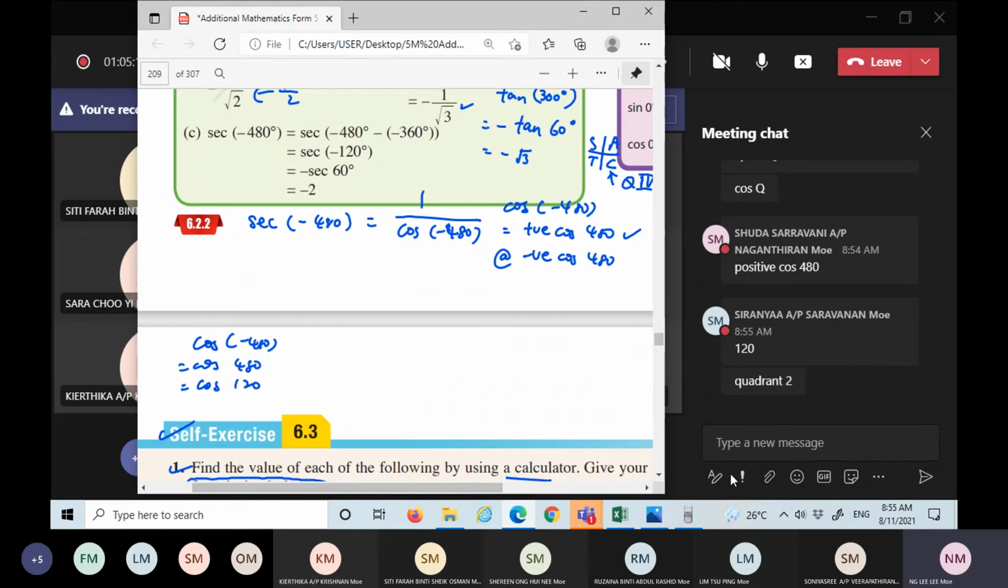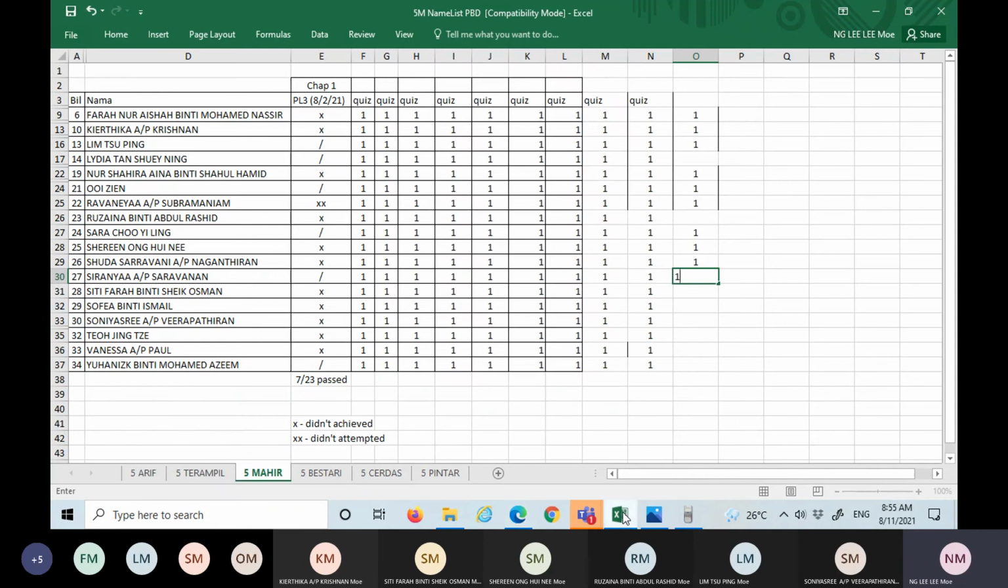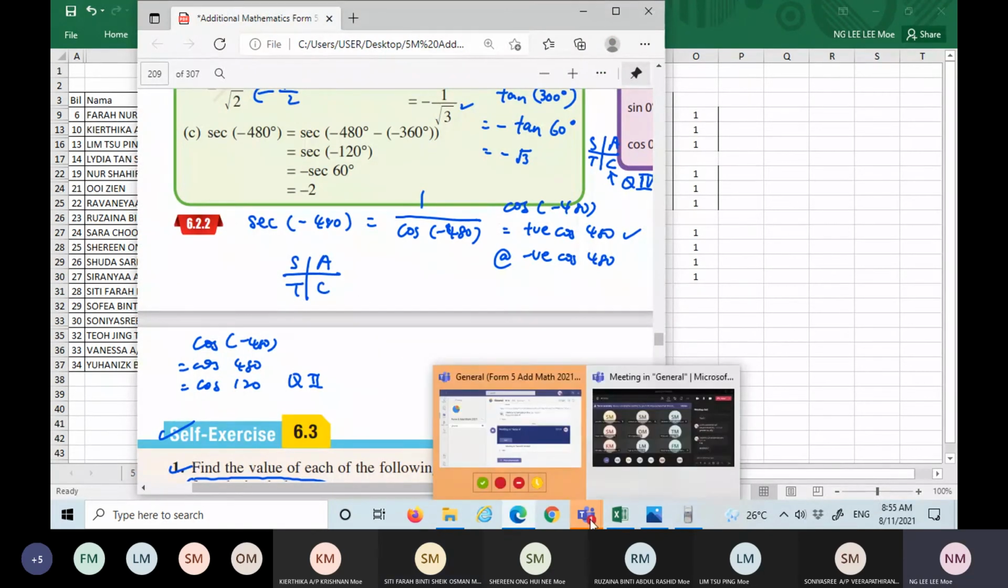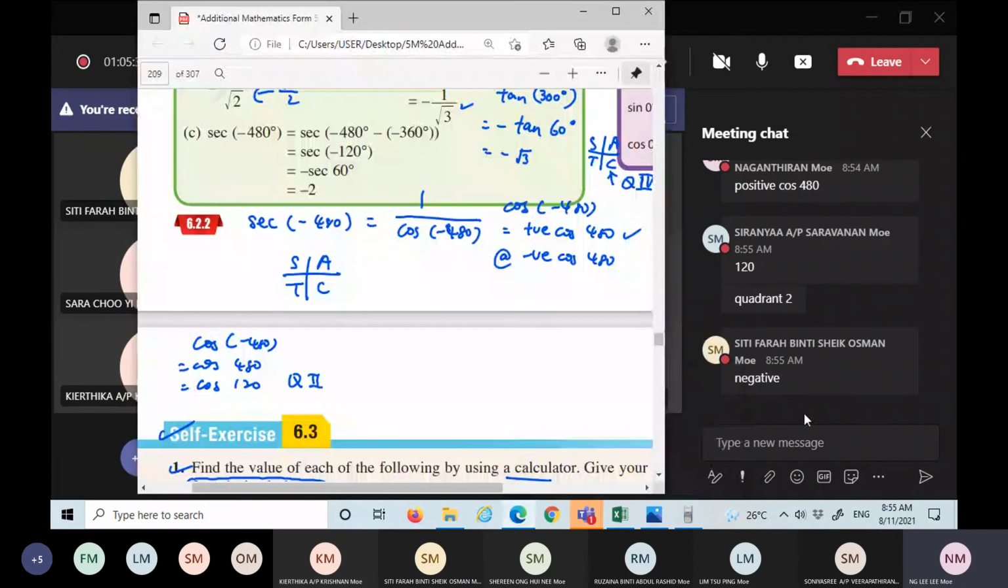Next girl, quadrant 2. Thank you very much. This is quadrant 2. Next girl after Sirania is who? Okay, Siti Farah. Quadrant 2, cos is positive or negative? Siti Farah says negative. Second quadrant, only sine is positive, the rest are negative. Very good. So remember, this is negative, and then cos.